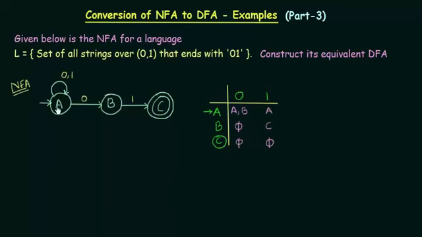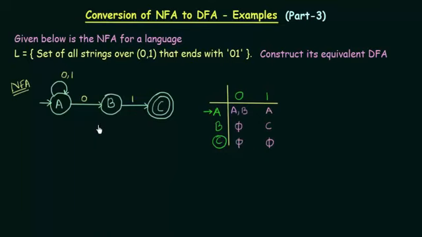We see that we have three states A, B and C. A on getting input 0 stays in A and also goes to B, and on getting input 1 it stays in A itself. B on getting input 1 goes to C, and that's it. So this is the equivalent transition table for that.